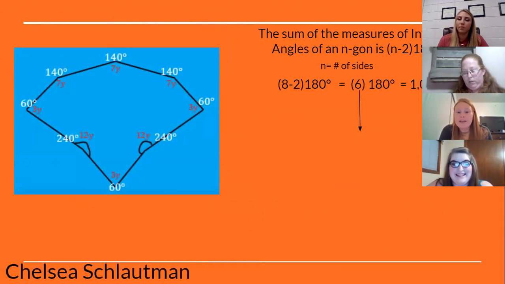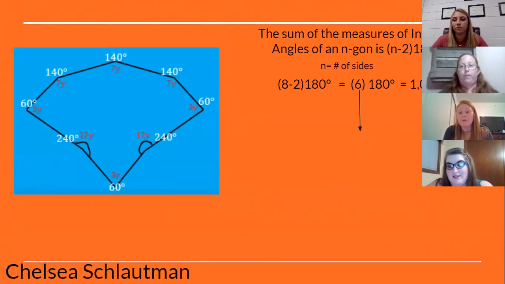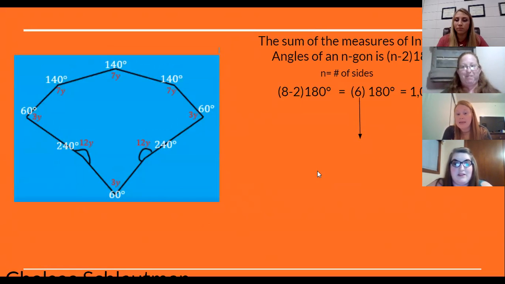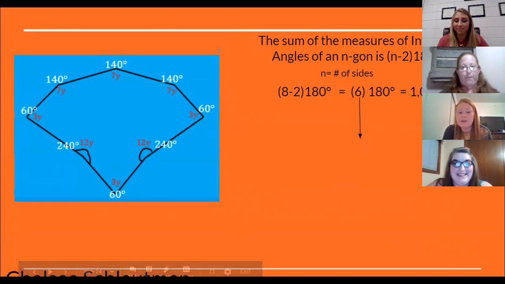And for n, we just know that n is equal to the number of sides. So if you count on this figure, the number of sides we have is 8. So we take 8 minus 2 and multiply that by 180 degrees. And then you see 8 minus 2 is equal to 6. We multiply that by 180 and we get 1,080 degrees.